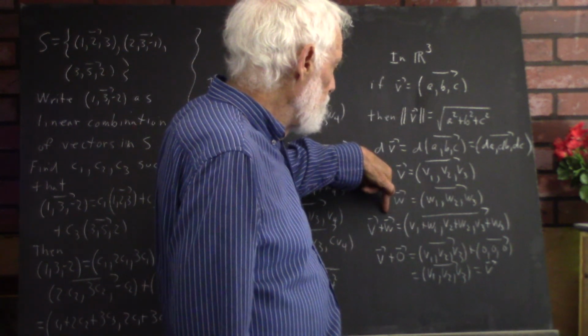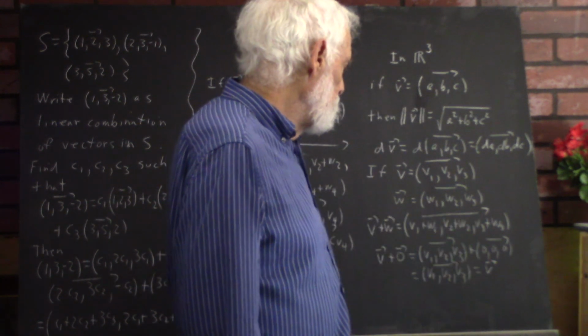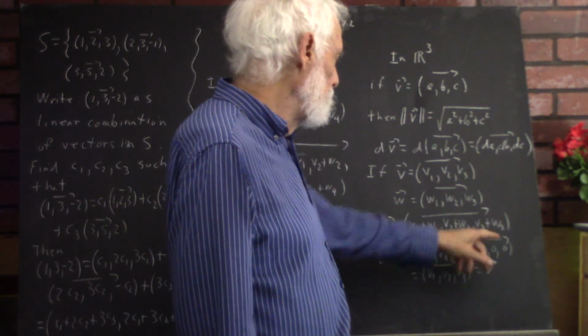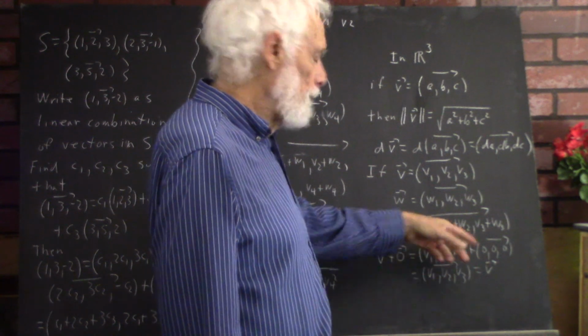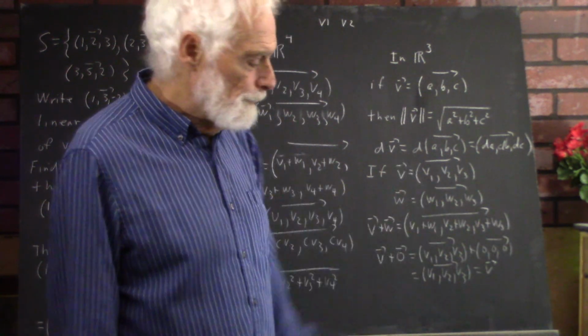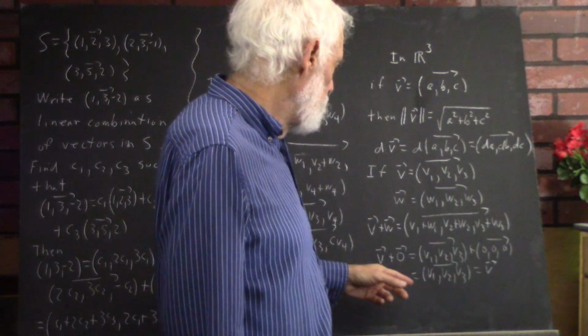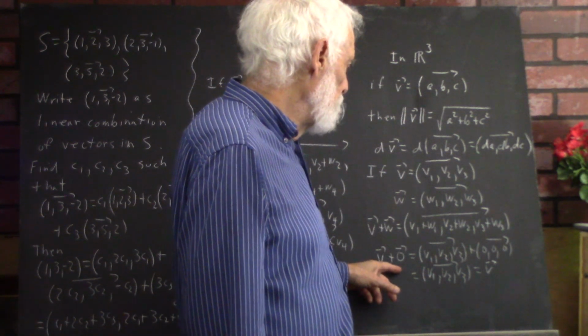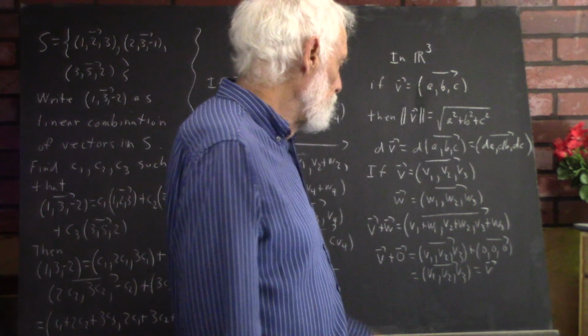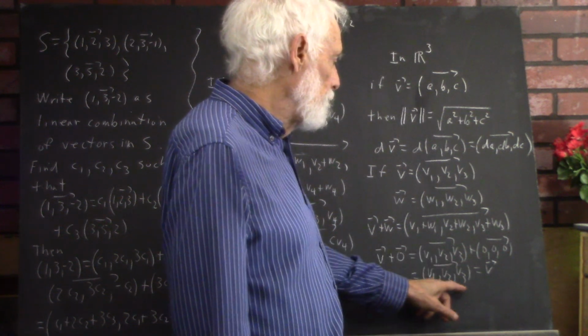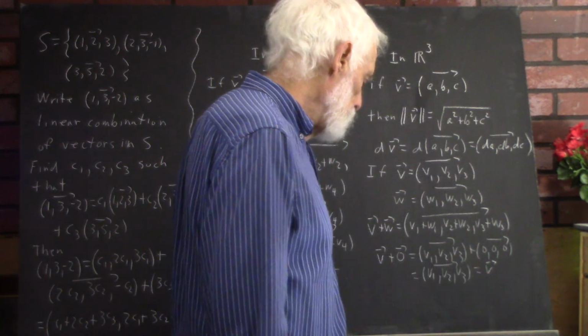So V plus W is going to be what's obvious: V1 plus W1, V2 plus W2, V3 plus W3. And I think I asked everybody to submit that, and everybody got that right. And V plus 0, well, the 0 vector is 0, 0, 0. When we add it to V, it doesn't change anything. So V plus the 0 vector equals V.